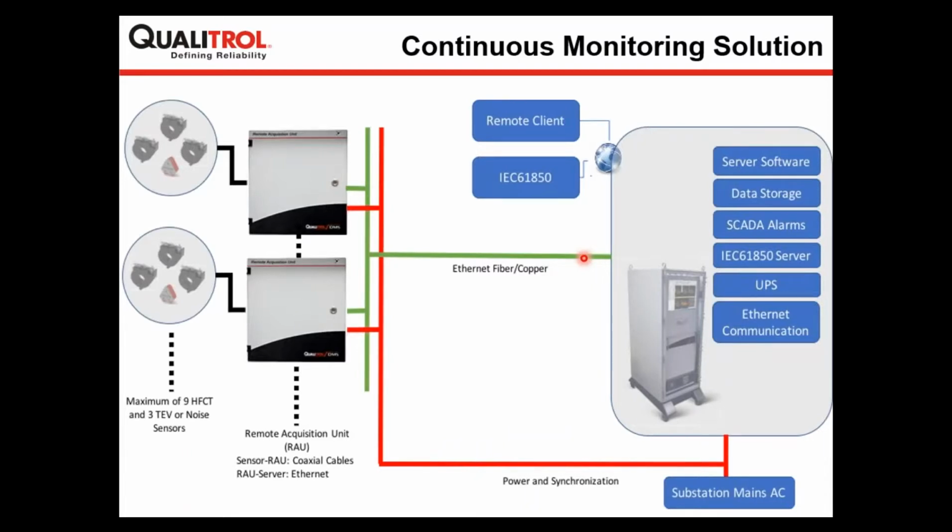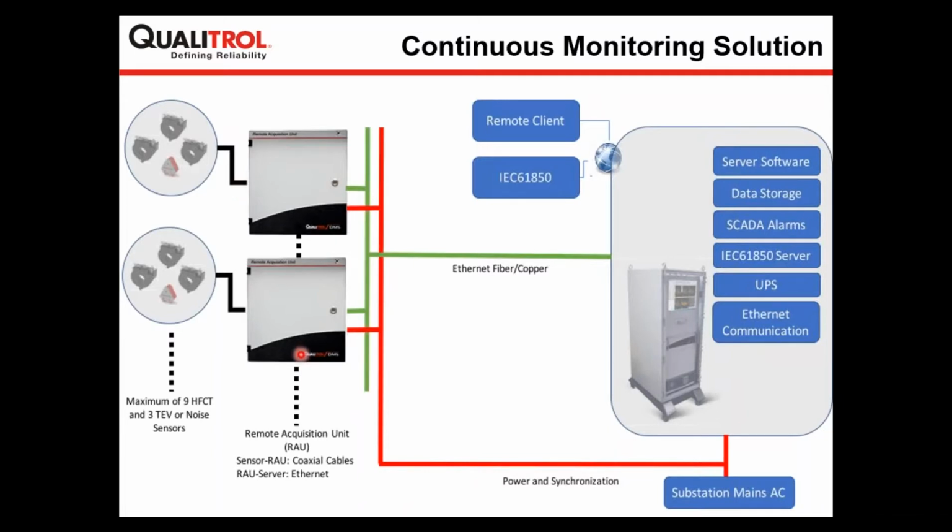Now, for the continuous monitoring solution, the technology remains the same. You have high frequency current transformers and transient earth voltage sensors which will be connected to the remote acquisition unit, which we call RAU. Remote acquisition units are placed near the cable termination, and you can have a maximum of 9 HFCT and 3 TEVs or 3 noise antennas connected to a single remote acquisition unit. And you can have multiple of these remote acquisition units in the substation.